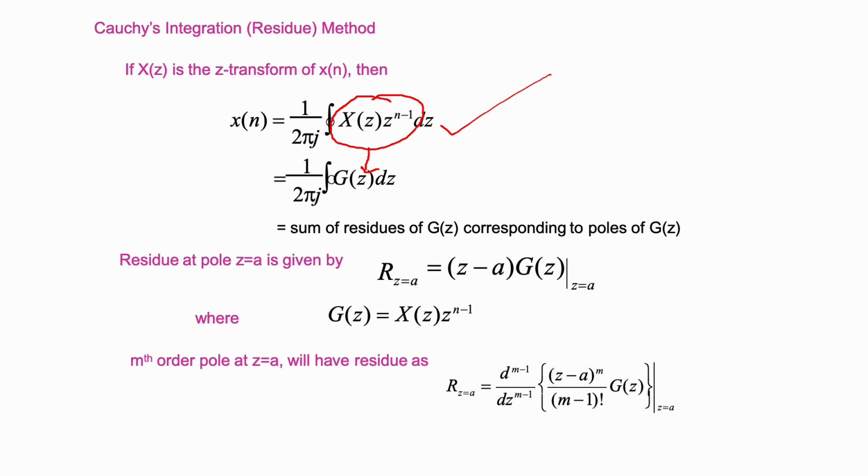If it is a single pole, no problem. If a multiple pole is present, we use this method: the residue at pole z equal to a is equal to d power m minus 1 divided by dz power m minus 1 of {(z minus a) to the power m g(z)}, divided by (m minus 1) factorial. This is for multiple poles. At that point we have to get the residue at z equal to a.